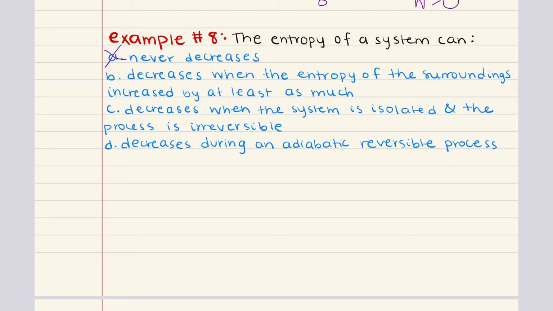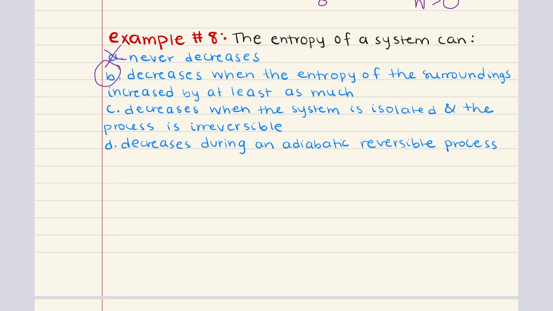This ensures that the total entropy of the universe, system plus surroundings, still increases or remains constant, and that is very much consistent with the second law of thermodynamics. So B is the correct answer, but we'll go through C and D as well.